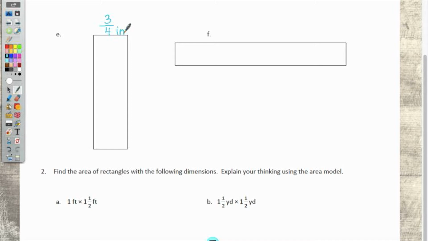2.5. 2 halves is 1, right? But 2.5 is what this is measuring to be.